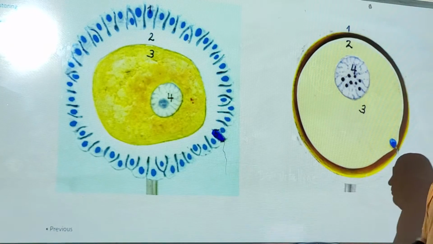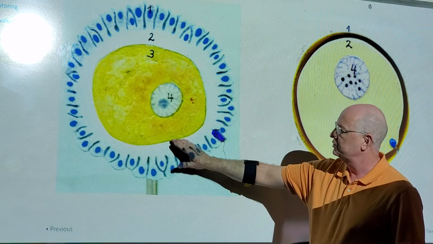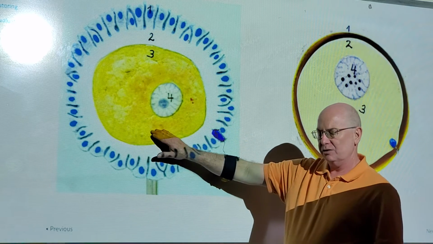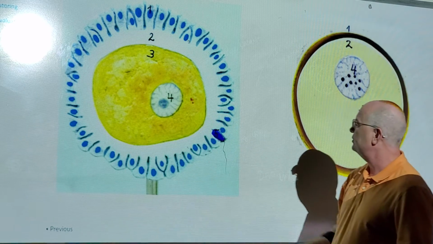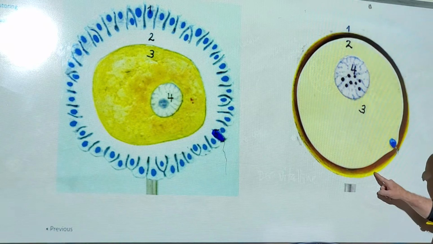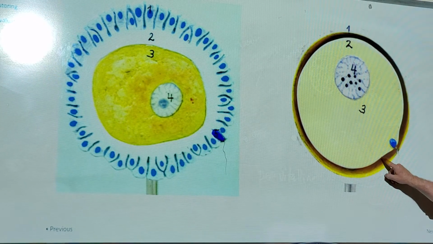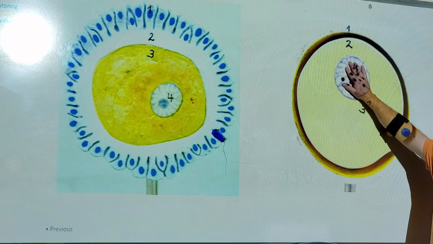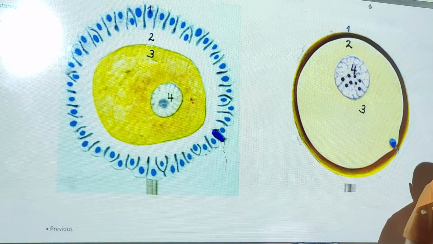What you need to know about model 1: corona radiata, zona pellucida, the cytoplasm of the oocyte, the female pronucleus, and the spermatozoon. On model 2, you need to know the zona pellucida, perivitelline space and fertilization membrane, the spermatozoon, or male pronucleus at some point, the female pronucleus with the chromosomes, and the cytoplasm of the oocyte.